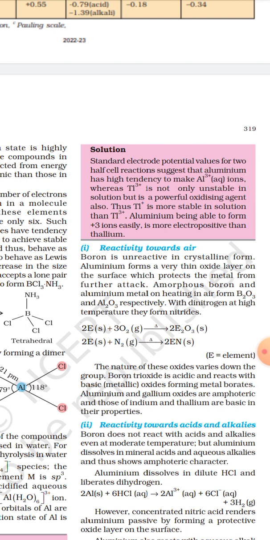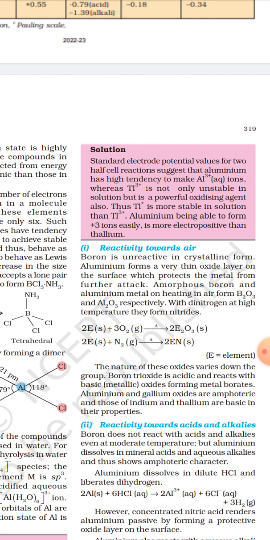Reactivity towards air. Boron is unreactive in the crystalline form. Aluminium forms a very thin oxide layer on the surface which protects the metal from further attack. Amorphous boron and aluminium metal on heating in air form B2O3 and Al2O3 respectively. With dinitrogen at high temperature, they form nitrides. The nature of these oxides varies down the group.